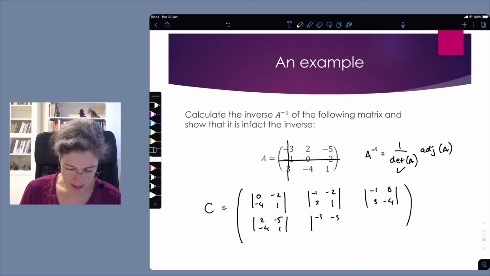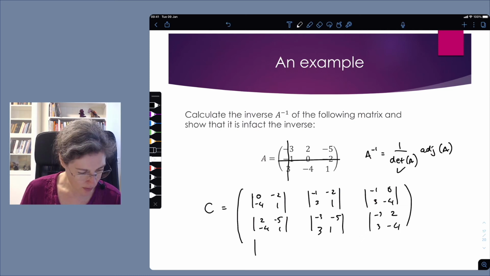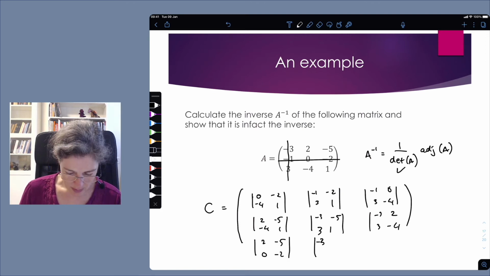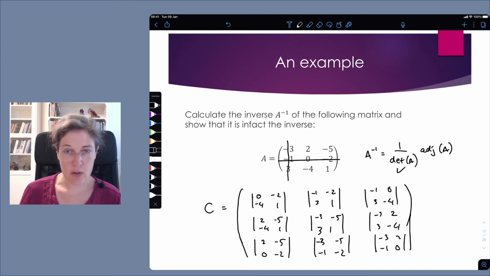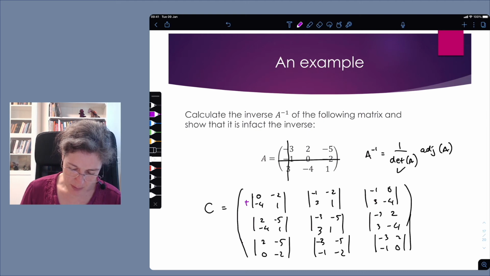So I've got minus 3, minus 5, 3, 1, minus 3, 2, 3, minus 4, 2, minus 5, 0, minus 2, minus 3, minus 5, minus 1, minus 2, and minus 3, 2, minus 1, 0. And it is really tempting at this point to heave a sigh of relief and say, okay, at least I've written this thing down, but don't forget the signs. This is really important. This is going to be plus, minus, plus, minus, plus, minus, plus, minus, plus.